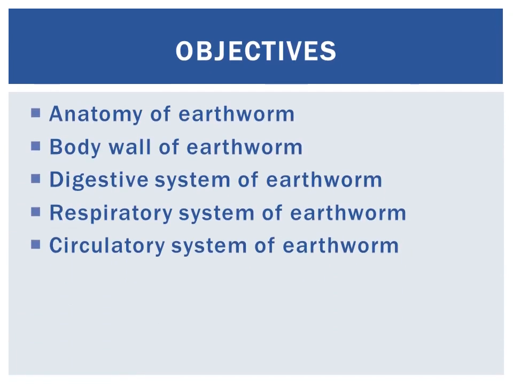So today we are supposed to discuss the anatomy of earthworm. Already we said, what do you mean by anatomy? The study of the internal structure of an organism is known as anatomy, right? For the earthworm, we are going to learn about the body wall, the digestive system, the respiratory system, as well as the circulatory system of the earthworm. We have to discuss these today.